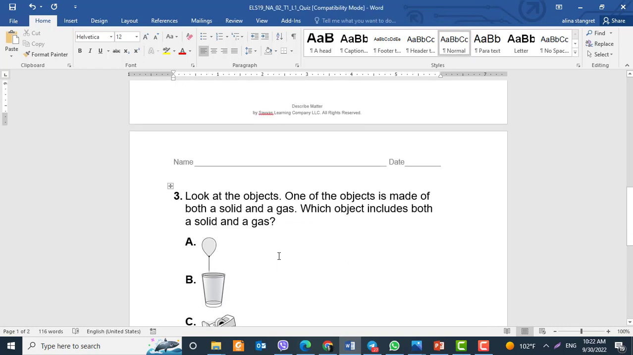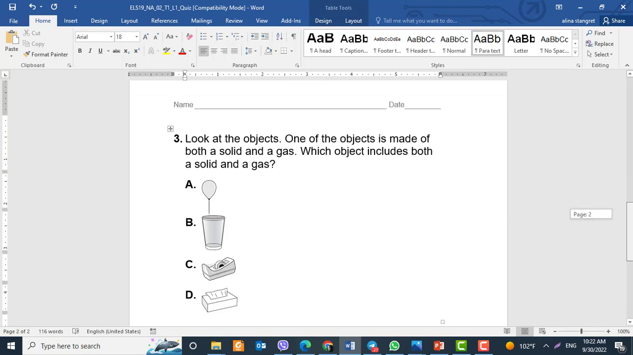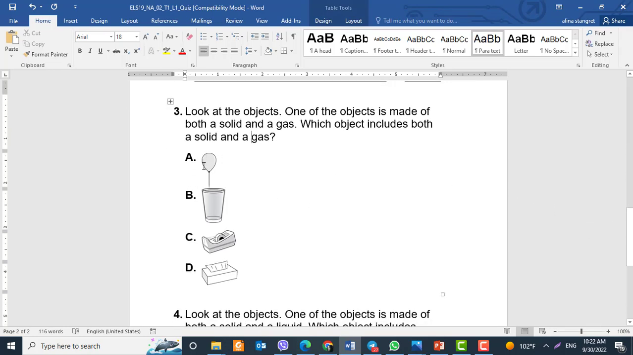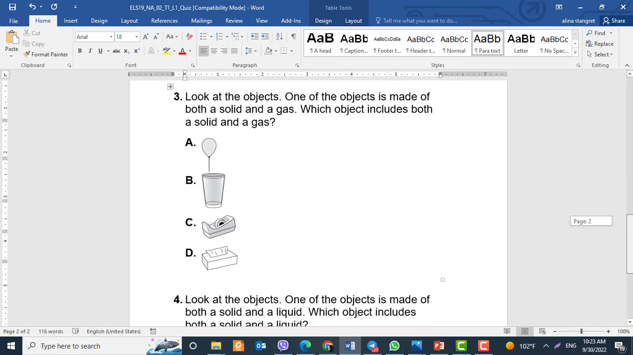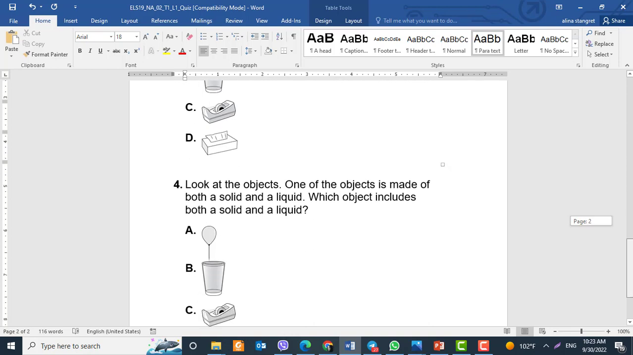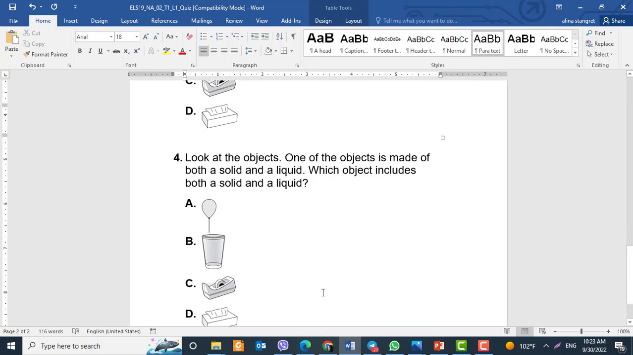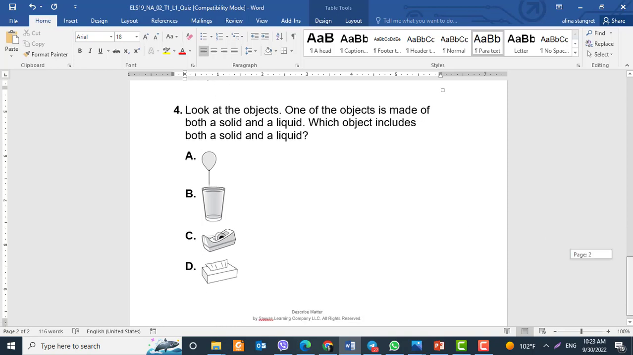Question number 3. Which object is made of both a solid and a gas? Out of all of them, it is a balloon because it has a solid balloon base and gas inside. Look at the objects. One of the objects is made both of a solid and a liquid. The answer is B, a glass, because it is made of solid glass and water inside.